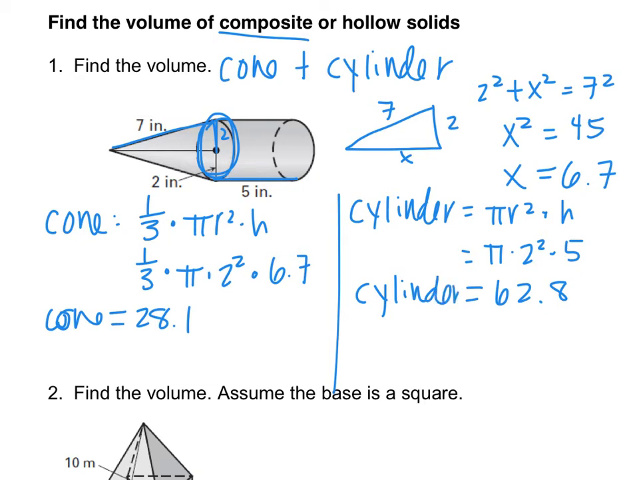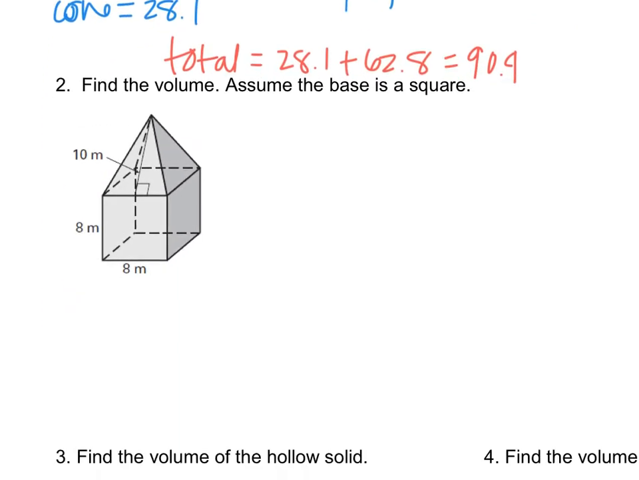So now the total, I'm going to do on the bottom here, total, we just add those up. 28.1 plus 62.8, and we've got 90.9. All right, let's take a look at our next one.